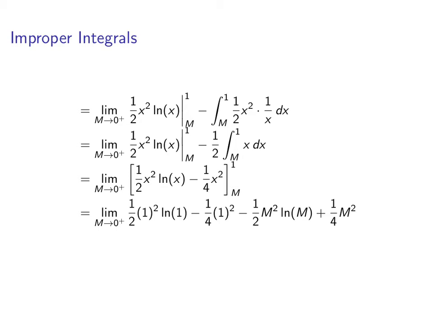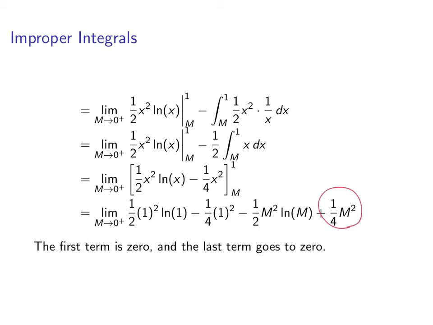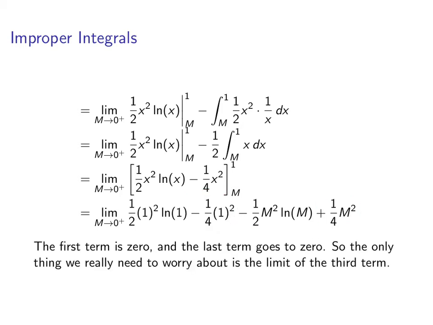Now let's try to figure out what we've got in each one of these terms. The first term is 0, since log of 1 is 0. The last term goes to 0 in the limit as m goes to 0. And then we've got some number here, negative 1/4. So really, what we have to worry about is this third term. The third term is what we're going to have to deal with as a limit.